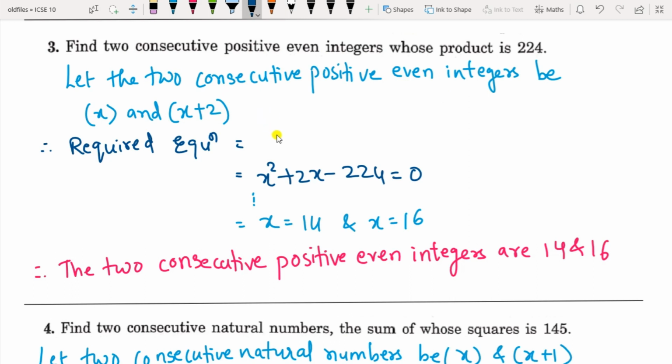So the required equation for question number 3 will be x times x plus 2 equal to 224. Since the product is given as 224, the product of these two numbers is 224. Now open the bracket and solve this quadratic equation. You get x as 14 and 16, and those are the two positive even consecutive integers.